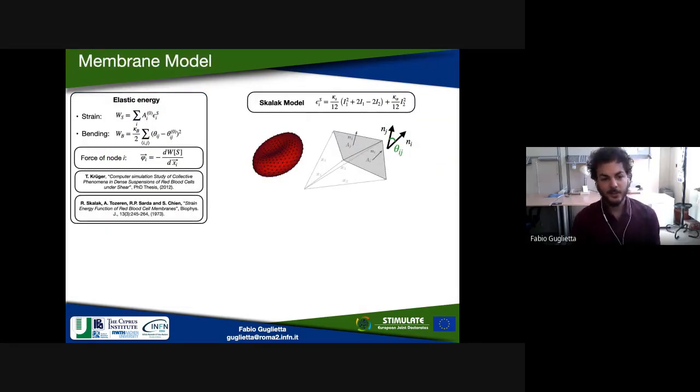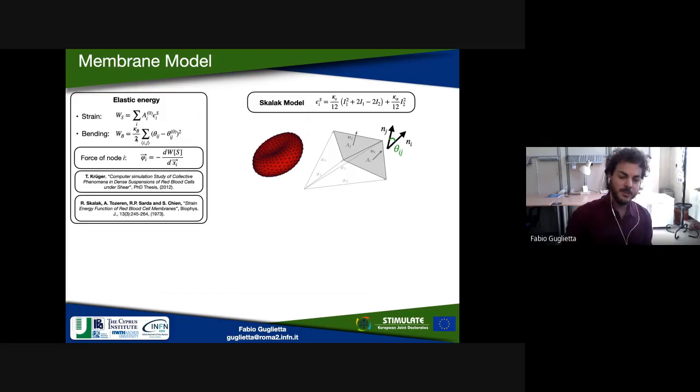In this model, the elastic energy is described by these two terms. The first one is the strain term, and for the strain, we adopted the Skalak model, that is a constitutive equation, which depends on these two elastic moduli, Ks and K alpha. One is related to the shear, and the other one to the area dilation. And then it depends on the strain invariants of the single element of the 3D triangular mesh.